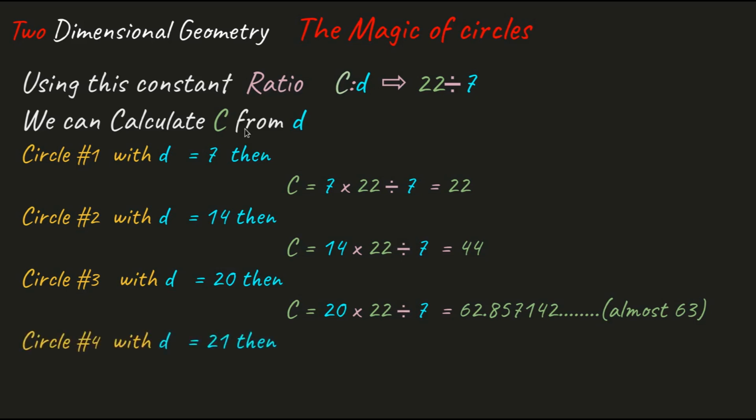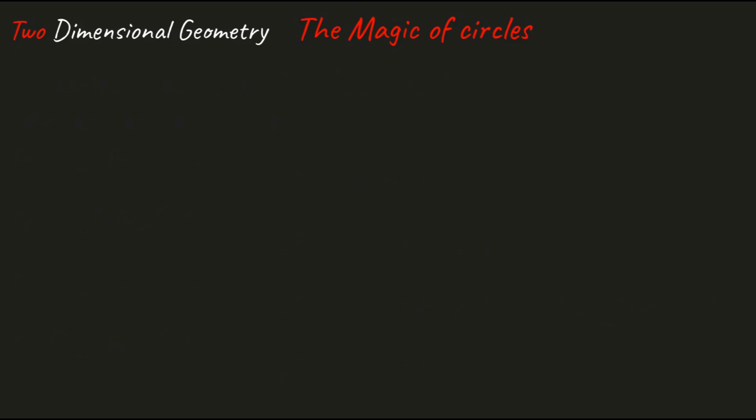Right, number 4 with a diameter of 21, then C would have been 21 multiplied once again with this ratio 22 divided by 7. Okay, and we end up with 66, and that is the perimeter or the circumference. Those are the same words, right? The circle fence, or the circumference, is 66. Right, now this means something. The ratio C to D is the same as writing 22 to 7, which is 22 divided by 7, which is the same as saying 22 upon 7.